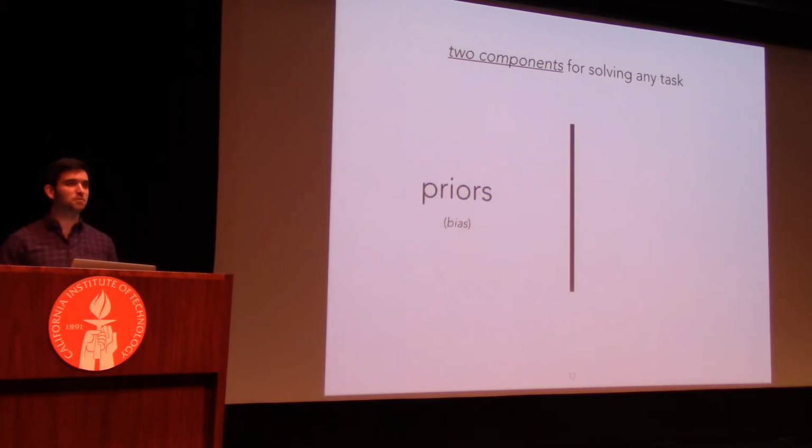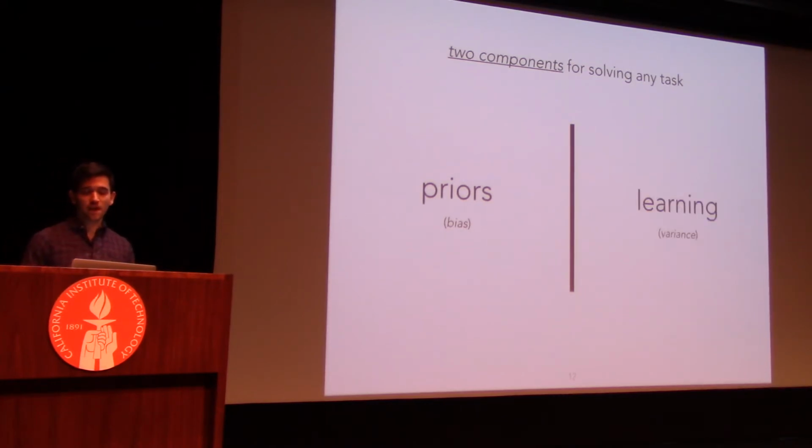One of them is some set of priors, which is also called bias. And the other component is learning, which you can think of as the variance. So the bias is typically like how skewed is a model toward one solution, and the variance is how many different types of solutions can this model end up with given different draws of the data set.